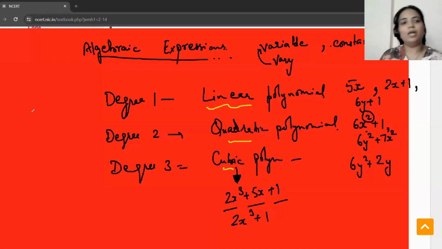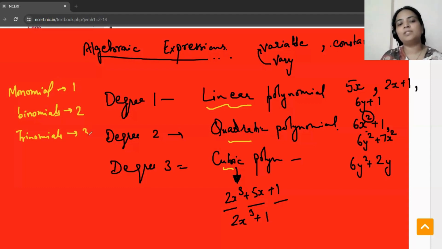Understood or not? Now, what are monomials, binomials, and trinomials? Monomials have got one term, binomials have got two, trinomials have got three. So from the sheet that we have, we'll quickly ask.